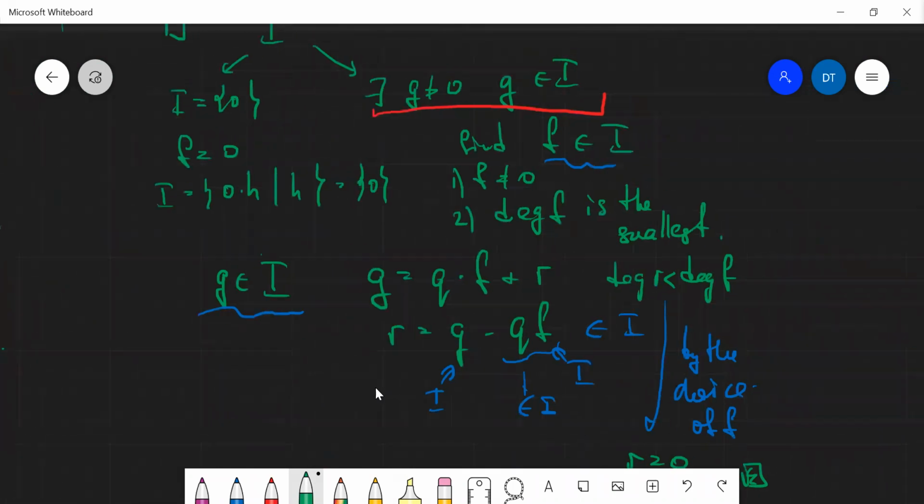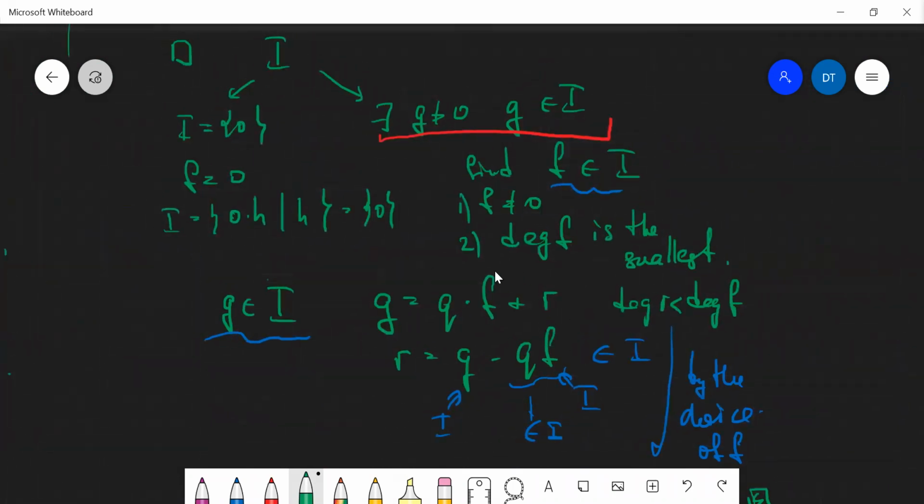Yeah. We have G and F, they're from ideals. You see, F is from ideal. Q was a polynomial. If you multiply something from ideal by something from your ring, you will stay inside, by definition. And then if you have something from ideal and you subtract something from ideal, you're also inside the ideal because it's an abelian subgroup. Okay, thank you. Are there any other questions?